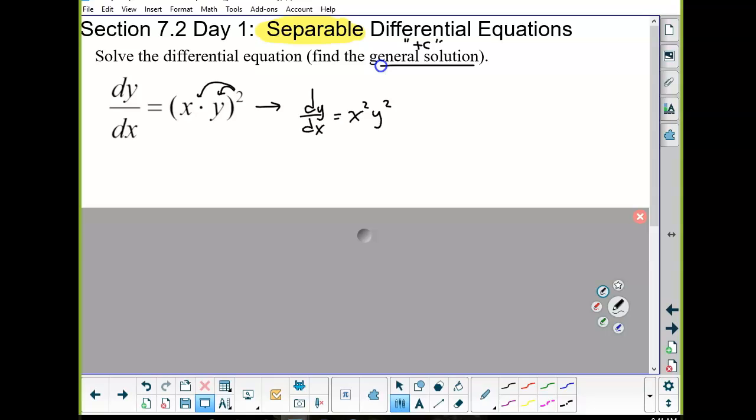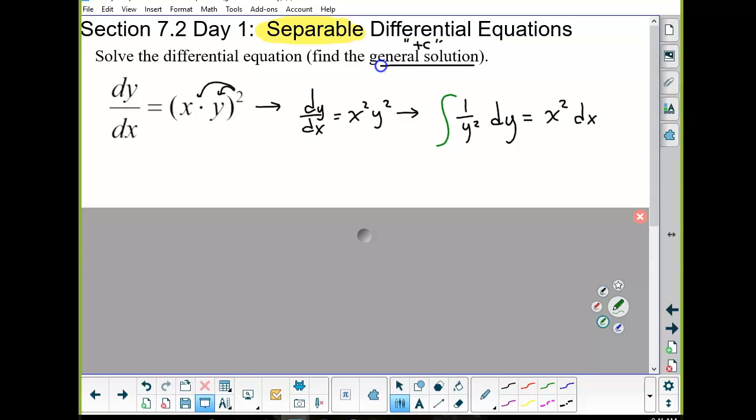But we still have a problem. We still have x's and y's on the same side. So what I need to do is I'm going to officially divide by the y squared. So I'll get 1 over y squared. And notice I'm bringing that over to the other side with the dy. And then the dx is going to be brought over to the side with the x. That's the new part. That's the separation part. Really, that's the only new thing today, is that separation, getting x's and y's on the same side.